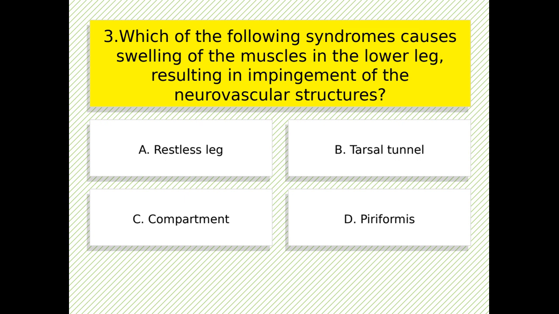All right. So if we're talking about the leg, which of the following syndromes causes swelling of the muscles in the lower leg? The key thing here, we're looking at the muscles in the lower leg, so it's in the leg itself, resulting in impingement of the neurovascular structures. If we get down to the tarsal, we're just talking about the foot area. So that's a process of elimination. The piriformis, we know it's in the glute, and then C would be the best answer. Restless leg is a syndrome, so the compartment syndrome is C. That comes from just reading; as you're reading something, you never really think about it, but that would be the best possible answer. So for that one, we would applause to that.